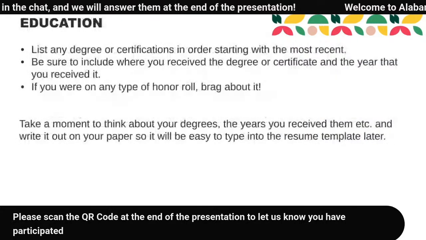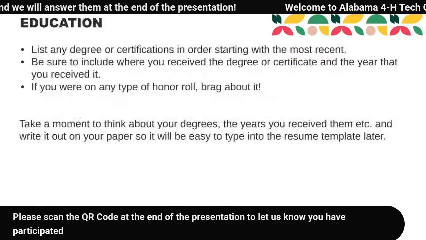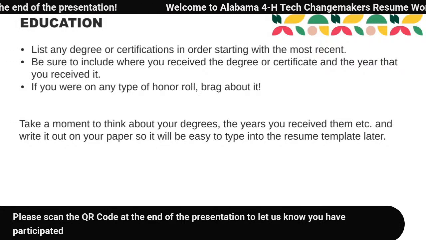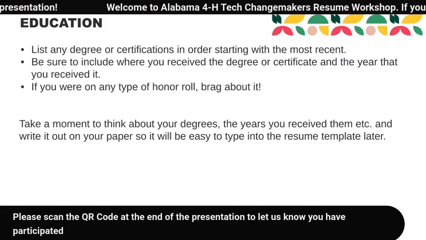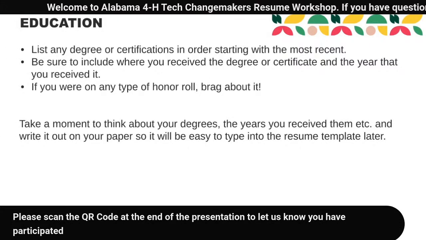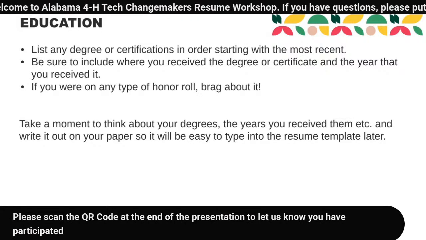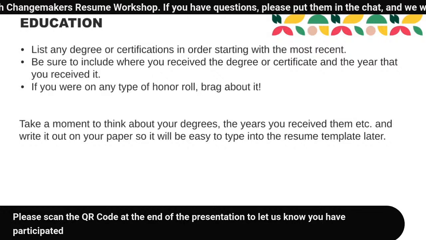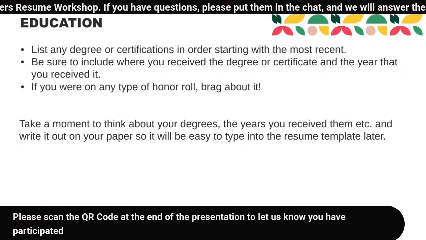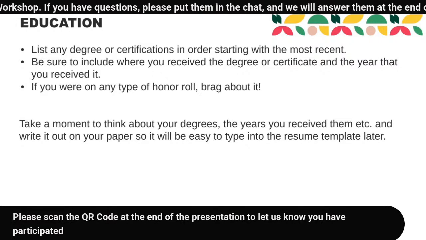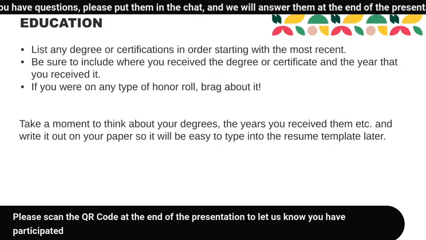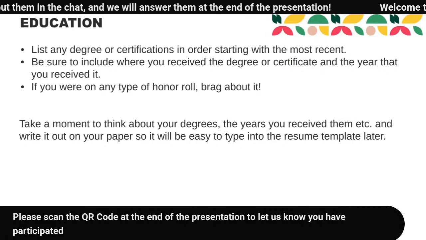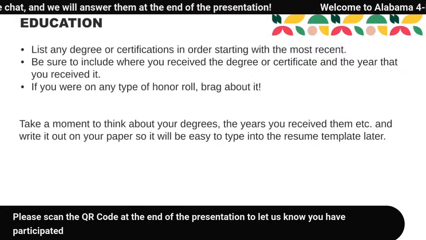All right, your education. You want to list any degrees or certifications in order, starting with the most recent. Be sure to include where you received the degree or certificate and the year that you received it. If you were on any type of honor roll, you want to brag about it, because it is very important and, quite frankly, very impressive. So make sure that you brag on it.